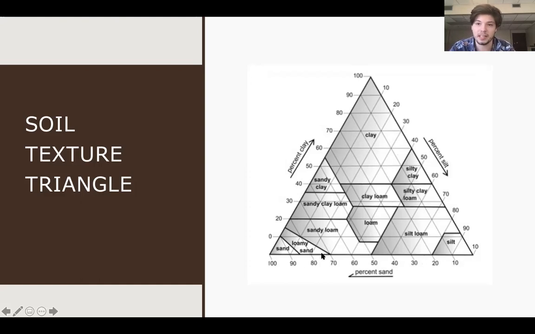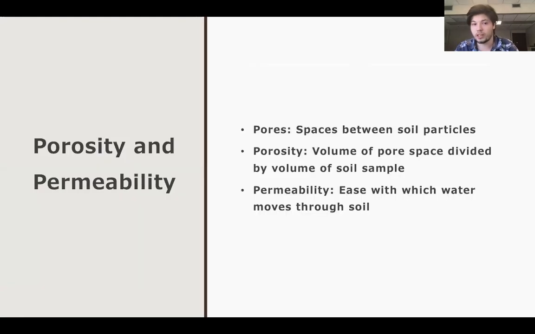So just keep that in mind as you're going through the soil texture triangle and as you're going through the lab this week. Quickly going over porosity and permeability. Pores are the spaces between soil particles. Porosity represents the volume of pore space divided by the volume of the soil sample, and permeability is the ease with which water moves through the soil.